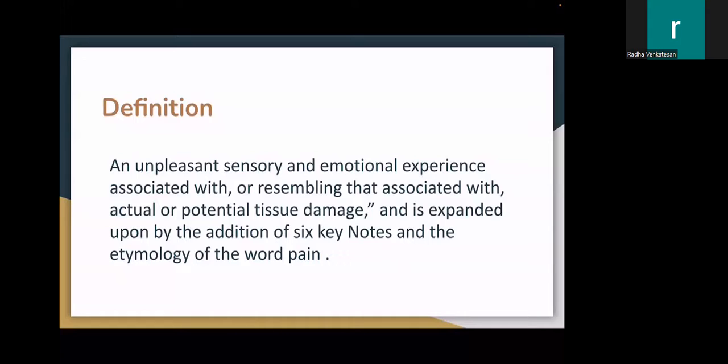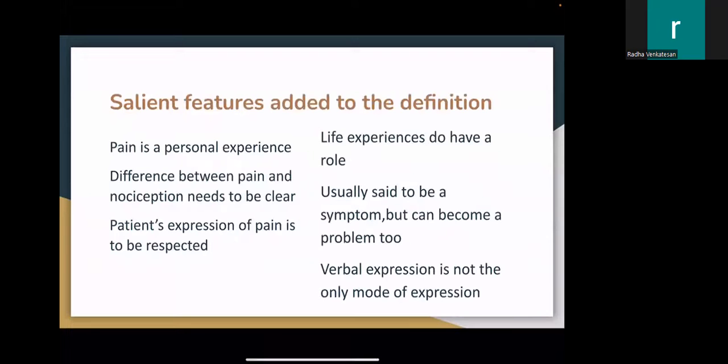Here, we have to give importance to each and every word in the definition, because understanding that will make us understand pain better. If we understand pain well, we can do the best. So it's a sensory, emotional experience, and also see the words: it could be an actual damage or a potential tissue damage. Everything matters. The main 6 factors they have added, we will see next.